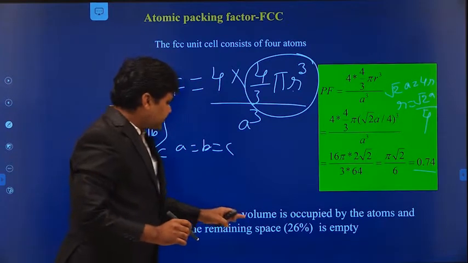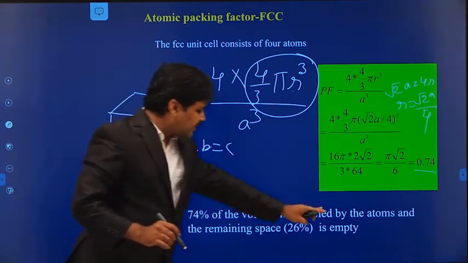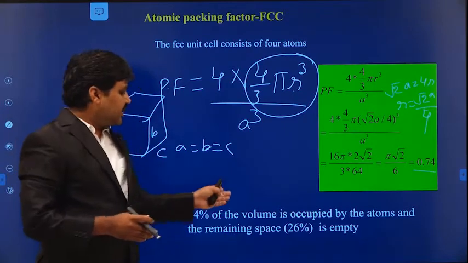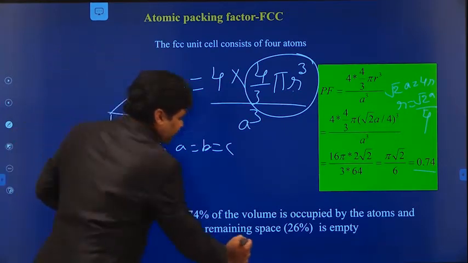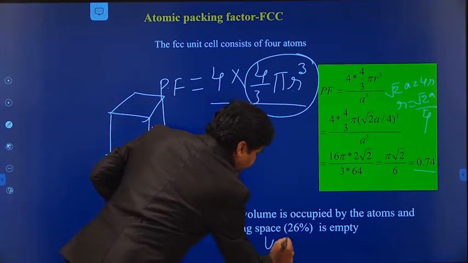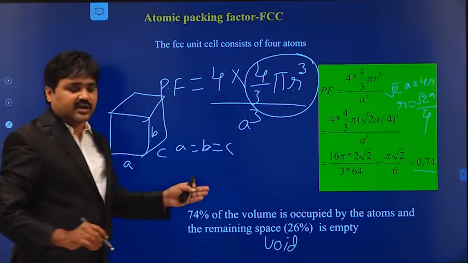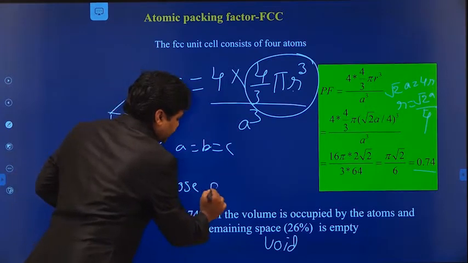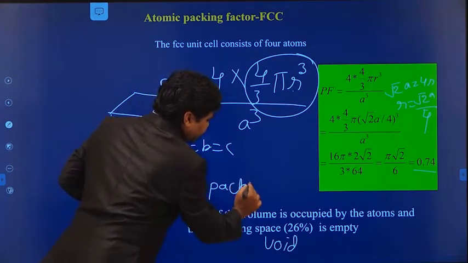That means 74% of the volume is occupied by the atoms, and only 26% is empty. That means it is the void space. Most of the space is occupied by the atoms. So this is called a close packed structure, because the atoms are closely packed, so the empty space is very little.